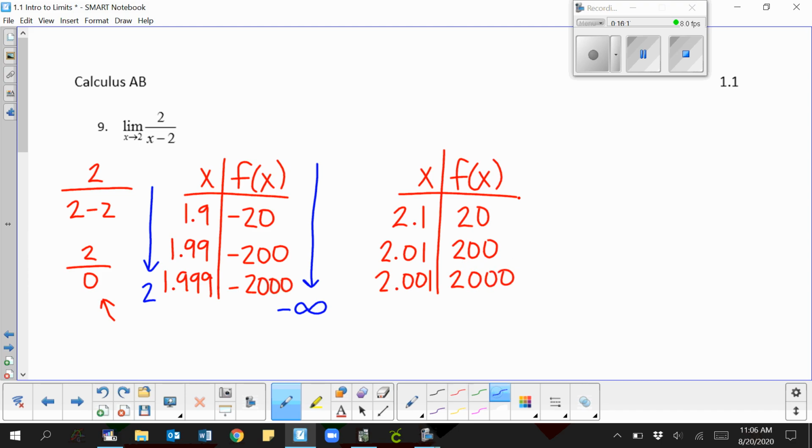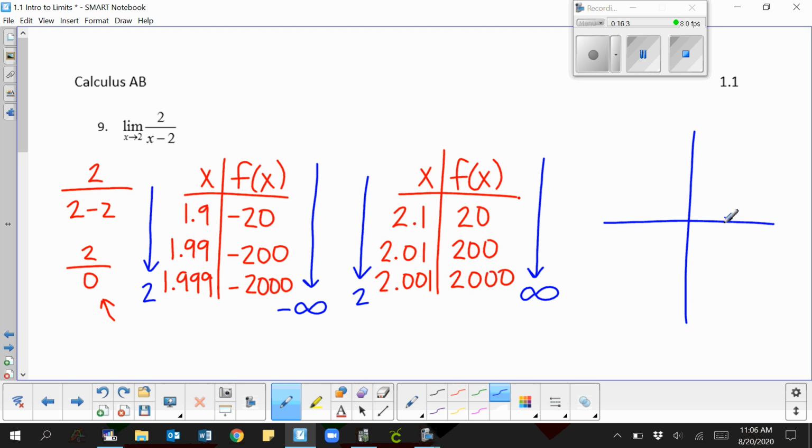So in this case, as our x's get closer and closer to 2, our y values are going off to positive infinity. So what that means is that we're going to have a graph over here, and at 2 right here, we're going to have our function going off to negative infinity when we're coming from the left, and then when we're coming from the right, it's going to go up to positive infinity. So right here, we have a limit that does not exist.